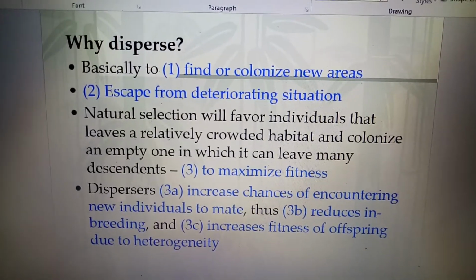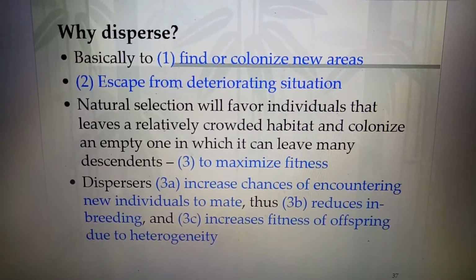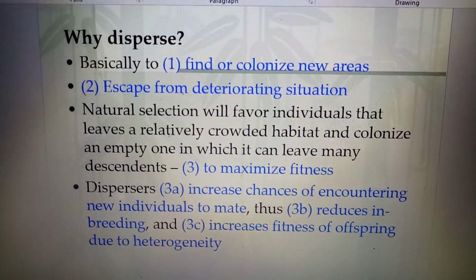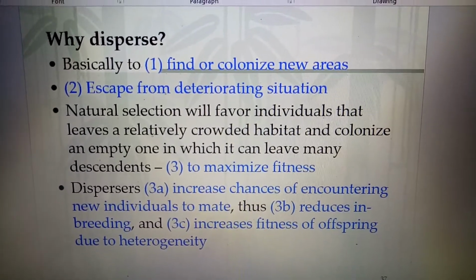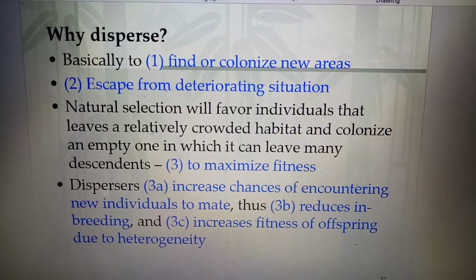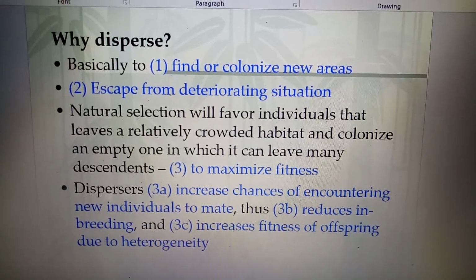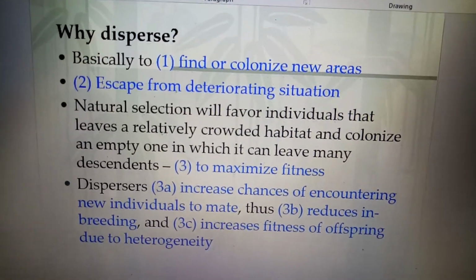So number 3, to maximize fitness, and under reason number 3, maximize fitness, there are 3 sub-reasons. 3A, increase chances of encountering new individuals to mate. 3B, reduce inbreeding, and 3C, increasing fitness of offspring due to heterogeneity.